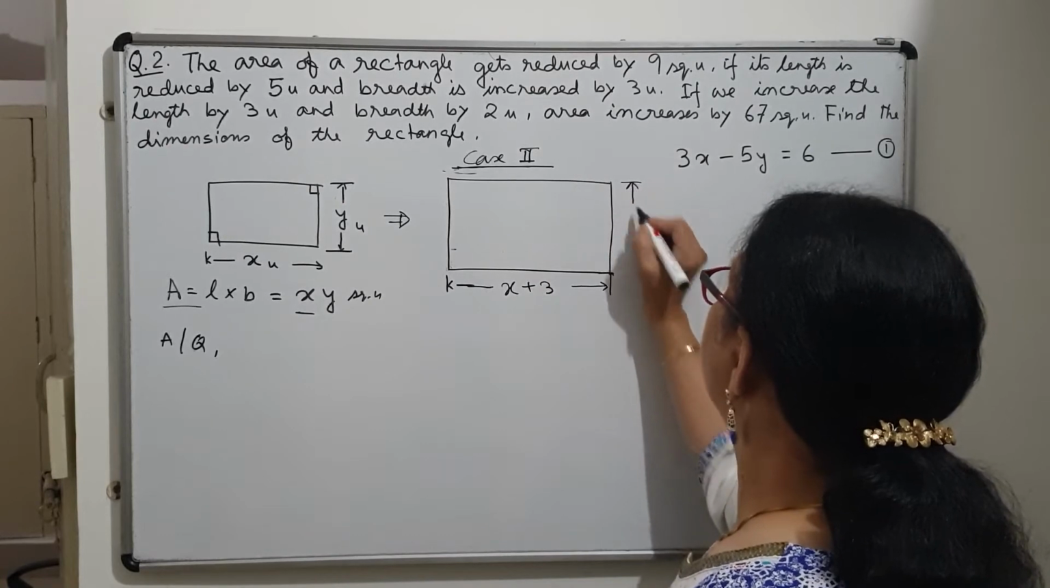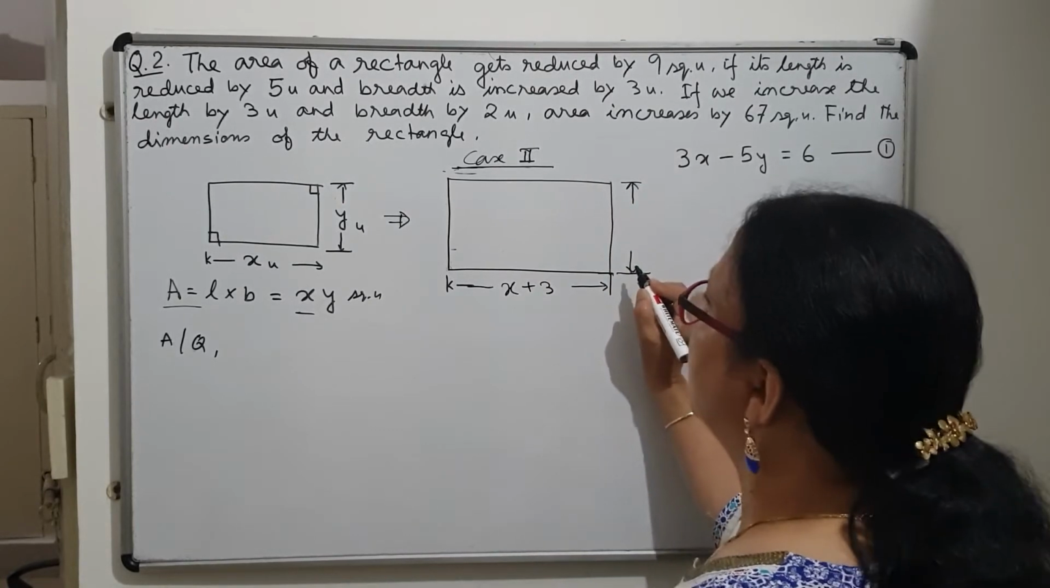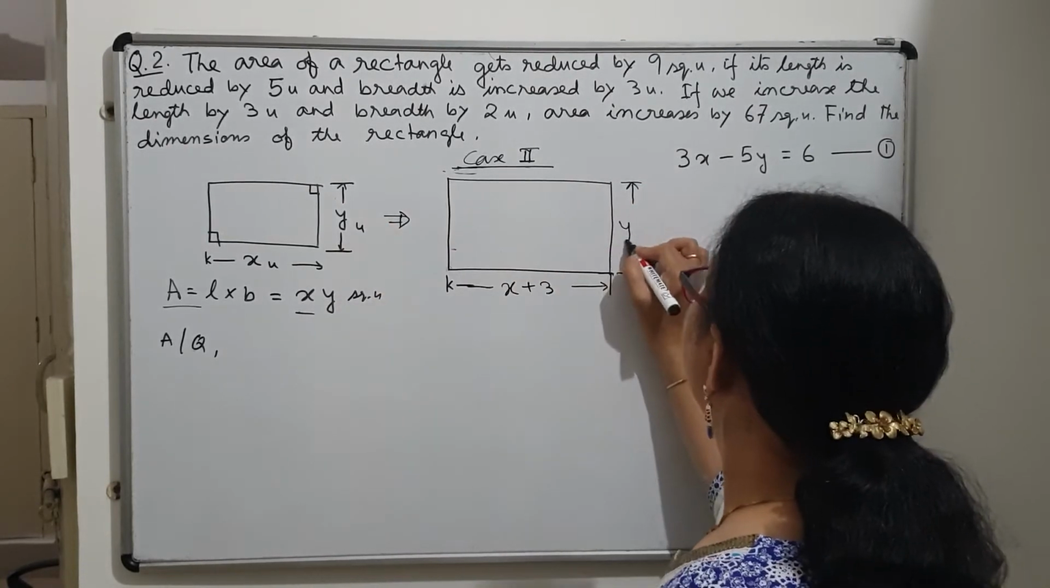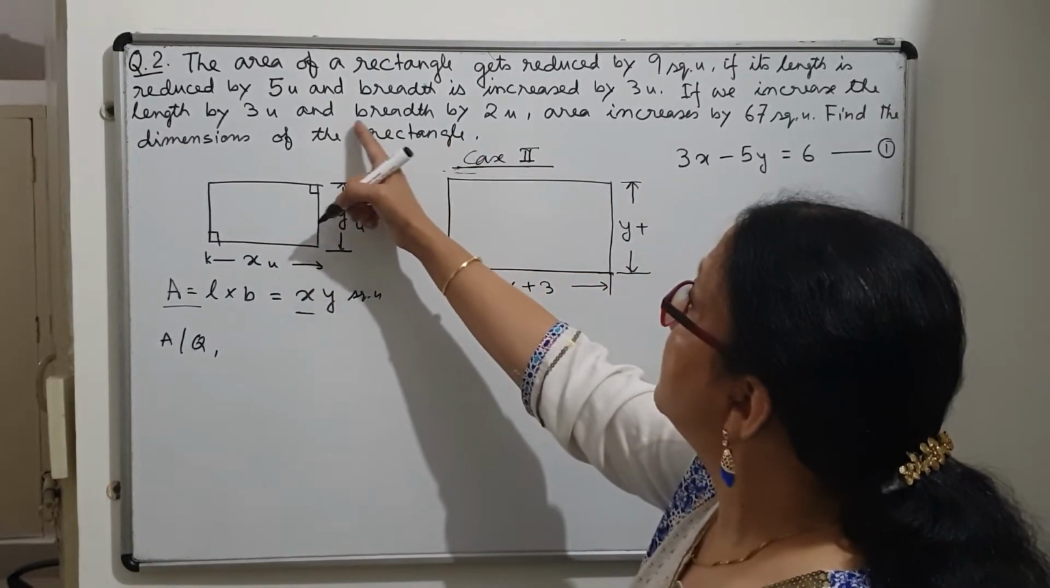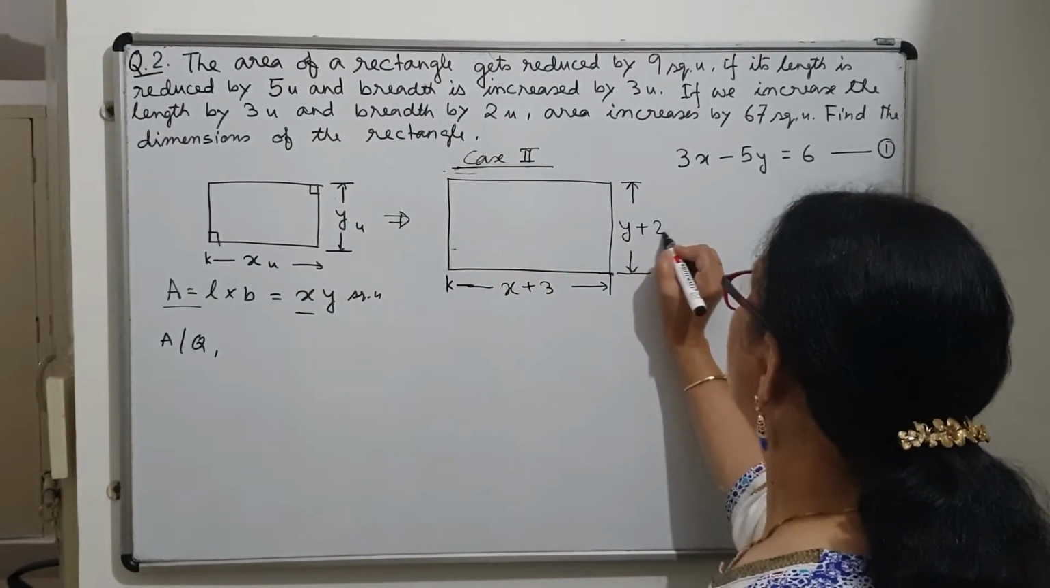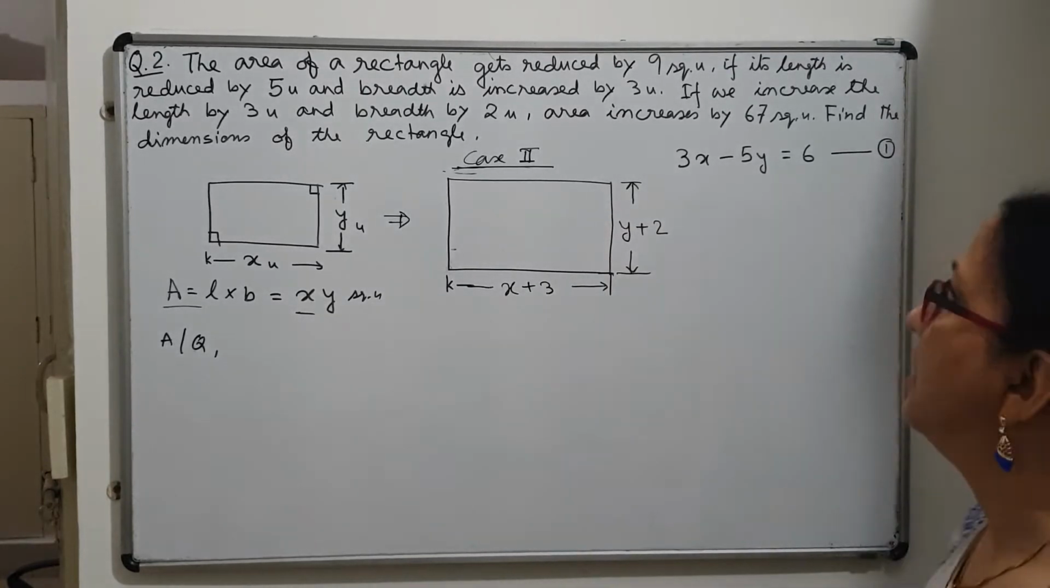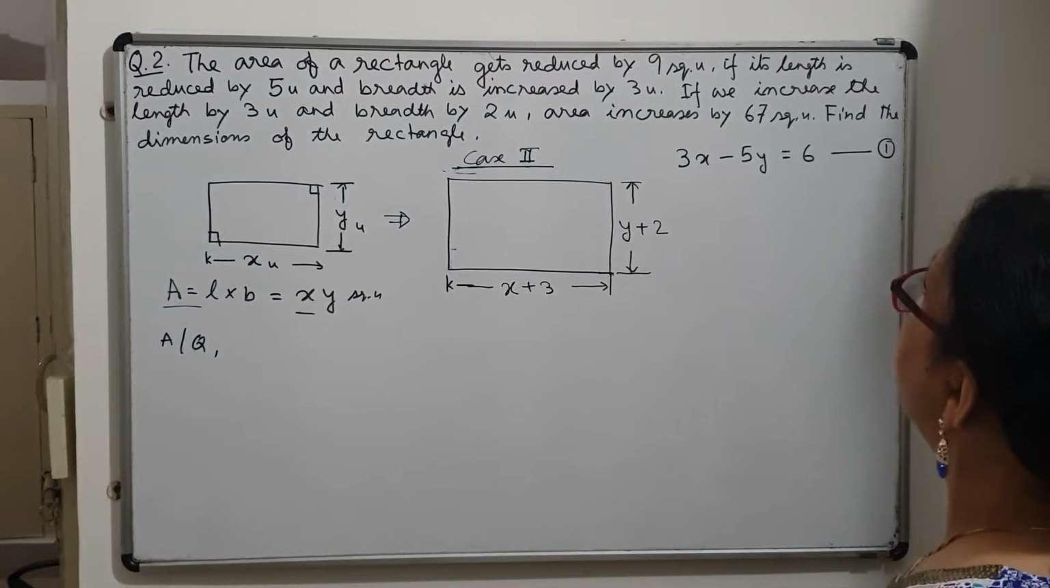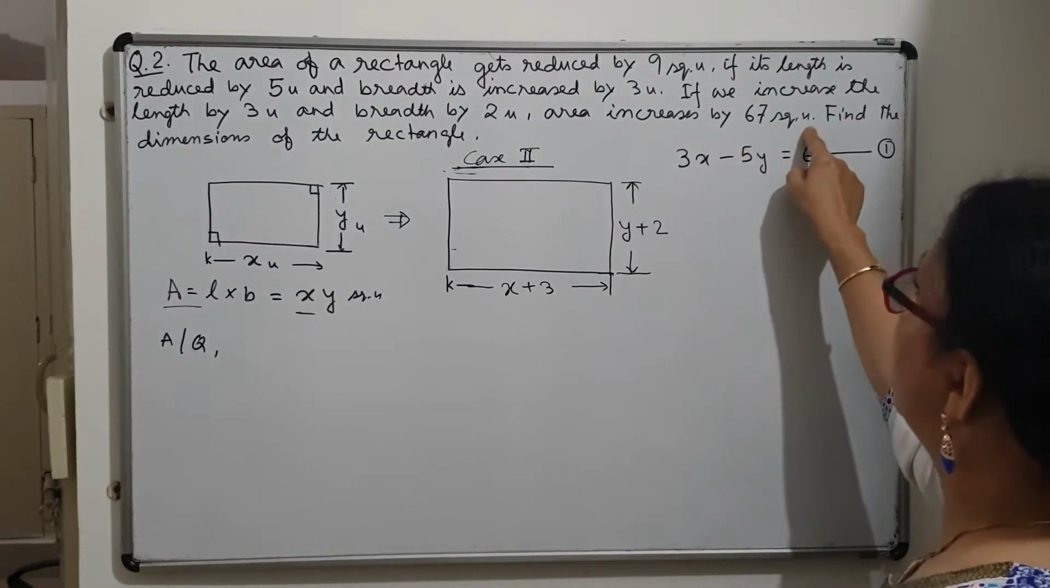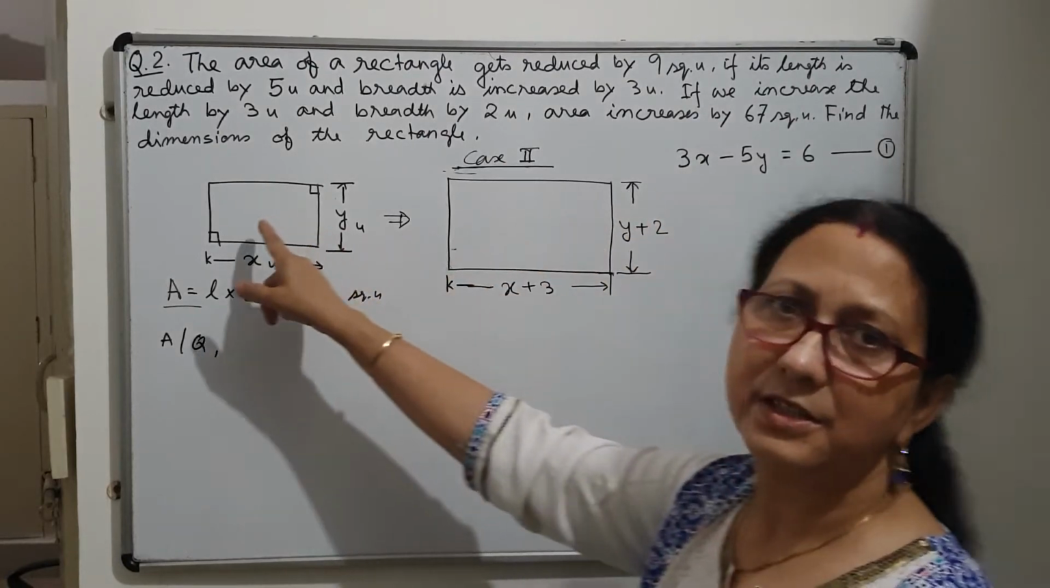And the new breadth will also be increased. So it is y, and the breadth is increased by 2 units, so y plus 2. So this is the situation. Then the area increases by 67 square units. That is, this area is now more than this area.